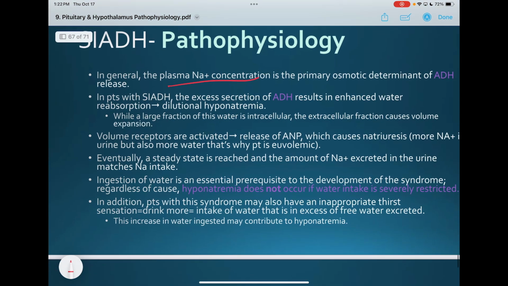Our plasma sodium concentration is the primary osmotic determinant of our ADH release. It's the sodium. That's the big solute in the extracellular fluid. Patients with SIADH, excess secretion, enhanced water reabsorption, causing a dilutional hyponatremia. Dilutional hyponatremia. That means the sodium levels are really normal. You just added too much water to it, but the solute concentration is still normal.